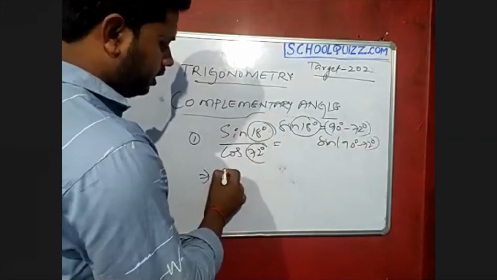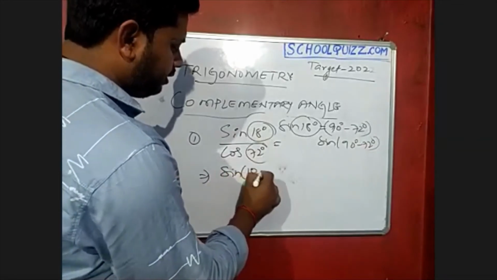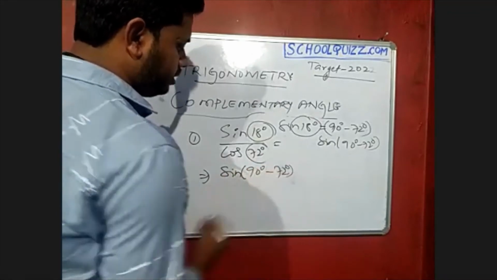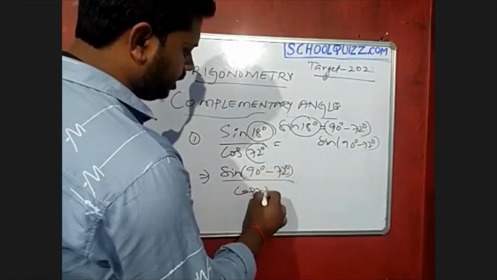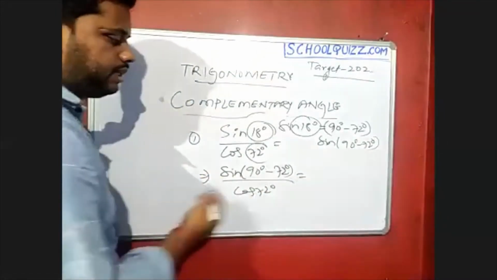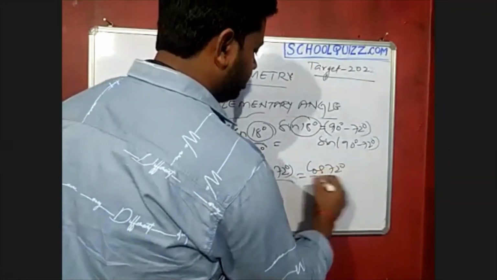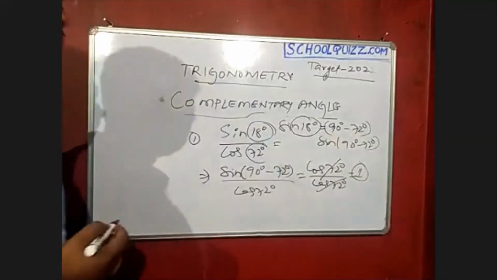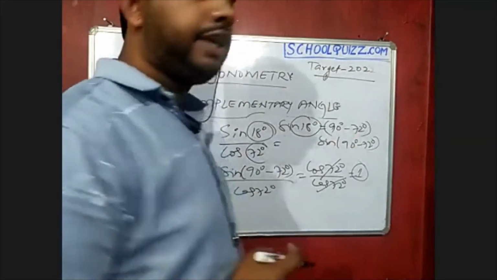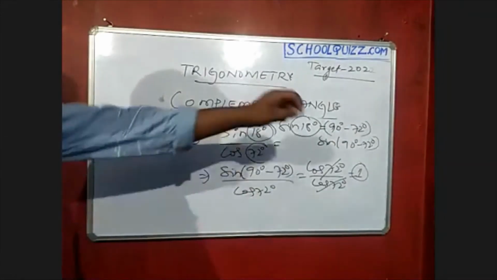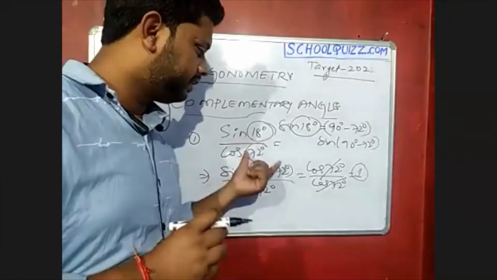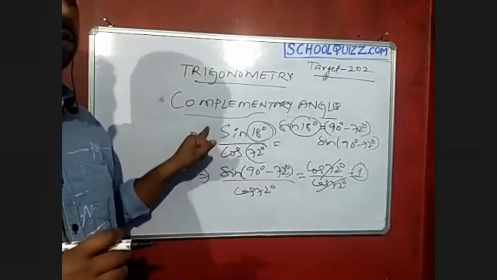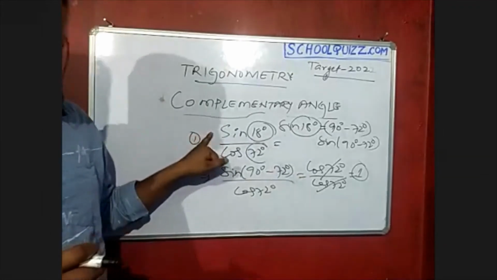In place of sin 18, we can write sin of 90 degrees minus 72 degrees. So sin of 90 minus 72 by cos 72 degrees, and we know that if it is a change of ratio, sin 90 minus theta gives cos theta, and that is cos 72 degrees. On the bottom also 72 degrees, so we can cancel it and we get 1. This type of question you will get in complementary angles. How can you identify these questions? First check the angles, and if the sum of the two angles is 90 degrees and there are changes of ratio, as we know, sin will change to cos theta, and cos theta will change to sin theta.